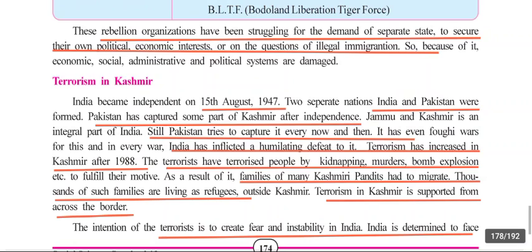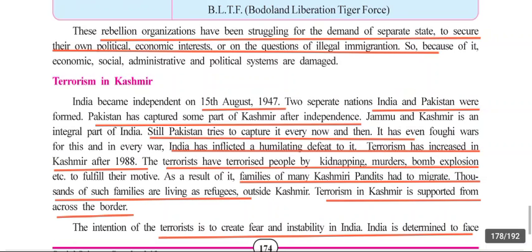Terrorism has increased in Kashmir after 1988. The terrorists have terrorized people by kidnapping, murders, bomb explosions, etc. to fulfill their motive. As a result of it, families of many Kashmiri Pandits had to migrate.